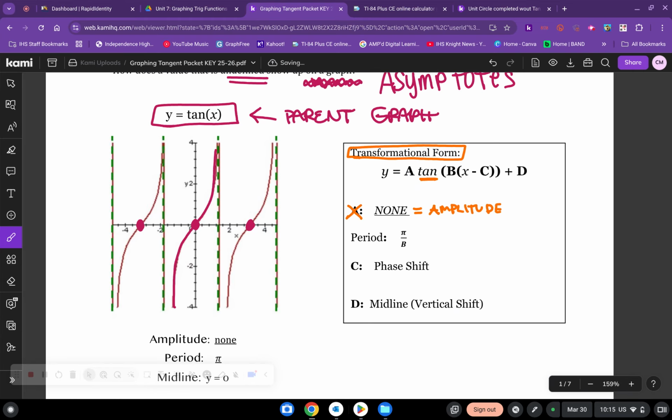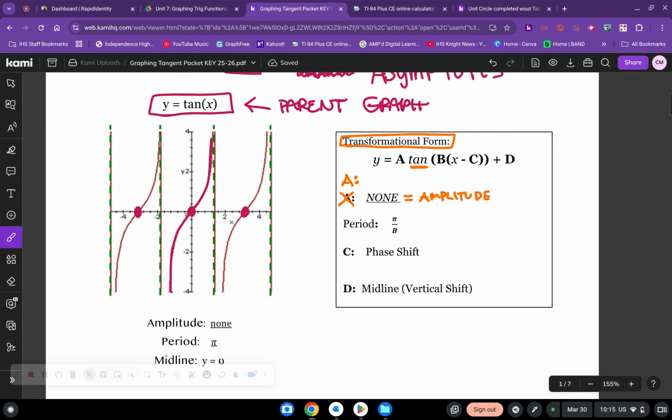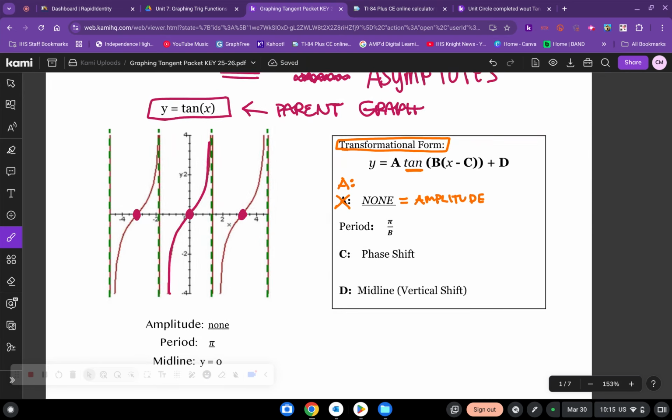Okay, the A value is something different. The A value is just a number that gives the vertical stretch or compression. So there could possibly be a number in that position, and it's not going to change what we are going to graph in our class here, but we do always want to make sure to identify that there is no amplitude for tangent.